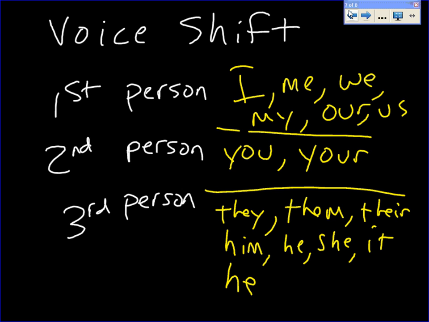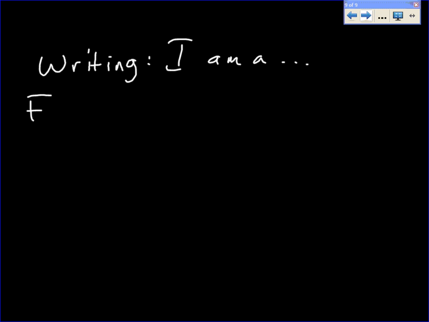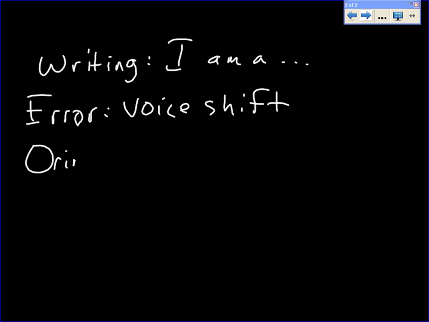You can identify different voices in your writing by looking for the pronouns. And here's what Kurt and the rest of you might do. Okay, we know what we're doing with writing. "I am a blah, blah, blah." The error is the voice shift. All I need Kurt to do is show me a sentence with a "you" in it. All I need him to do is rewrite that sentence without the "you" in it. In other words, take it out of second person voice, put it back into first or third.